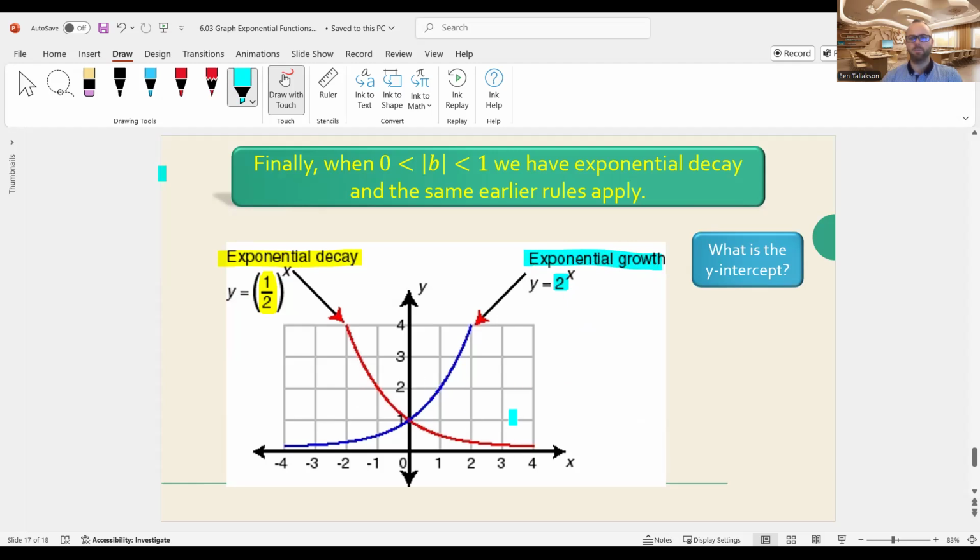And the y-intercept is what? Did it change from one to the other? No, it did not, because 1/2 to the 0 is 1. Anything to the 0 is 1, and 2 to the 0 is 1. So they share that y-intercept.